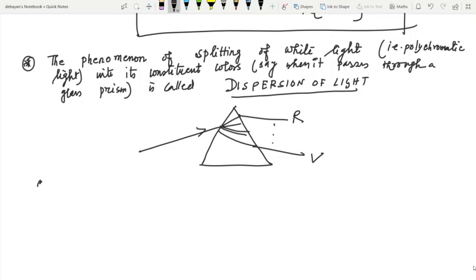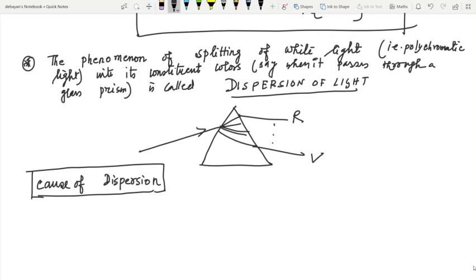Now the question is, what should be the cause of dispersion? What do you think should be the cause of dispersion? What is the reason that this dispersion happens?